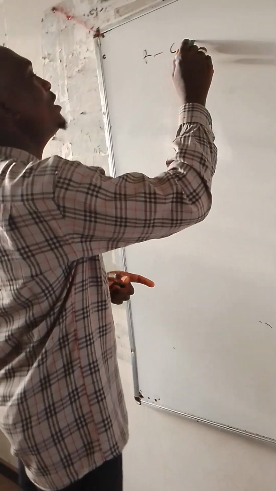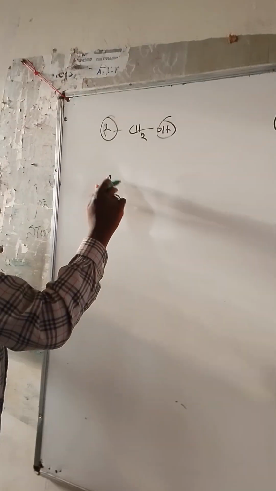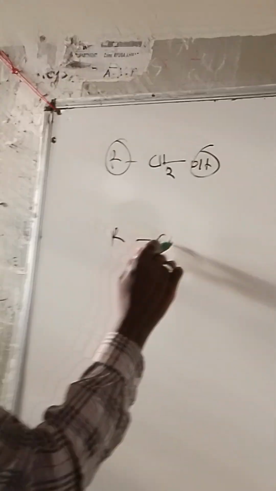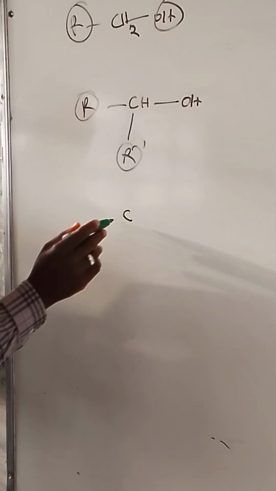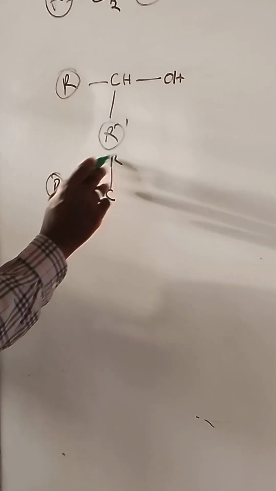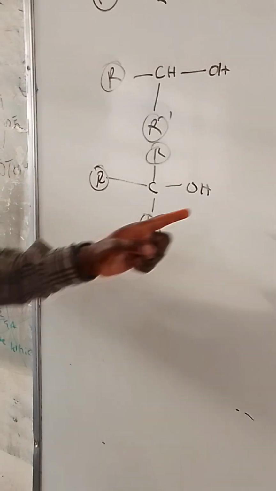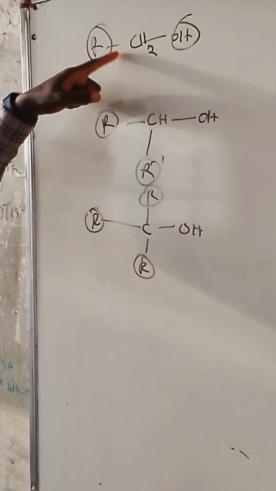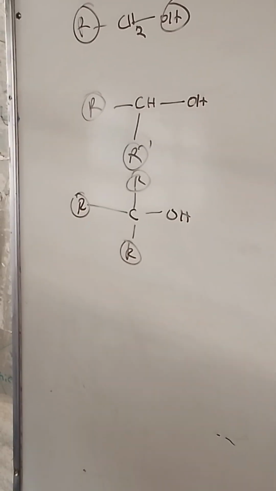When you have R-CH2-OH, this is primary. Why? Because it has one alkyl group attached to the carbon atom that bears the OH group. Secondary is the type of alcohol that has 2 alkyl groups attached to the carbon atom that bears the OH group. And tertiary alcohol has 3 alkyl groups attached to the carbon atom that bears the OH group. The primary alcohol has 1 alkyl group, the secondary alcohol has 2 alkyl groups, and the tertiary alcohol has 3 alkyl groups, as the case may be.